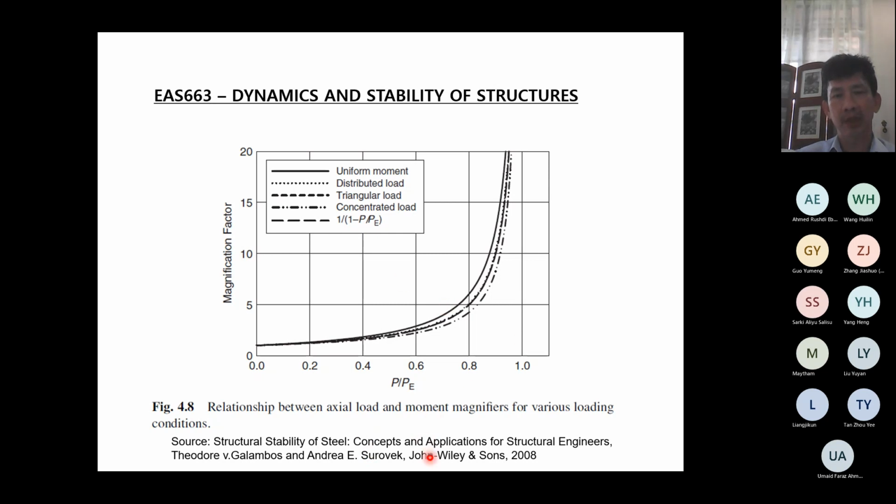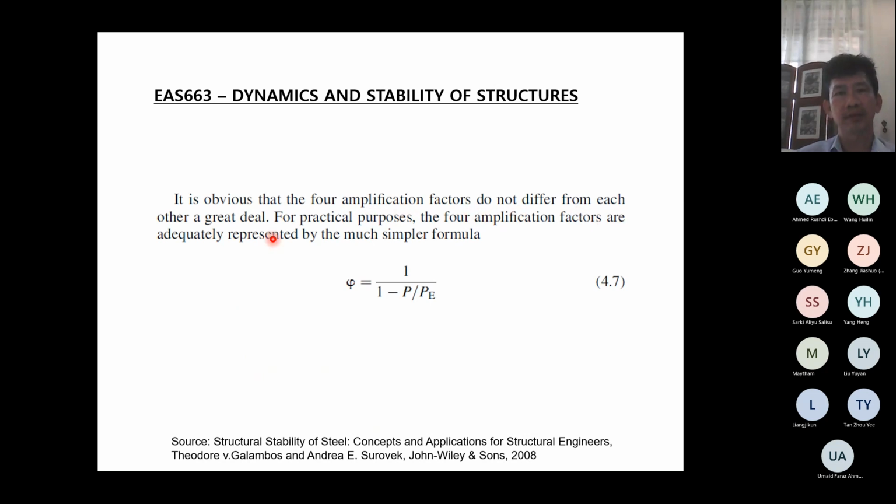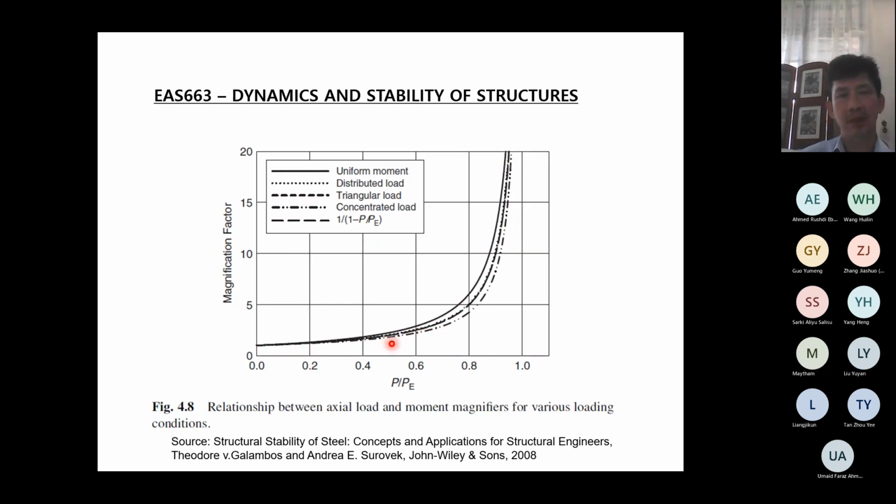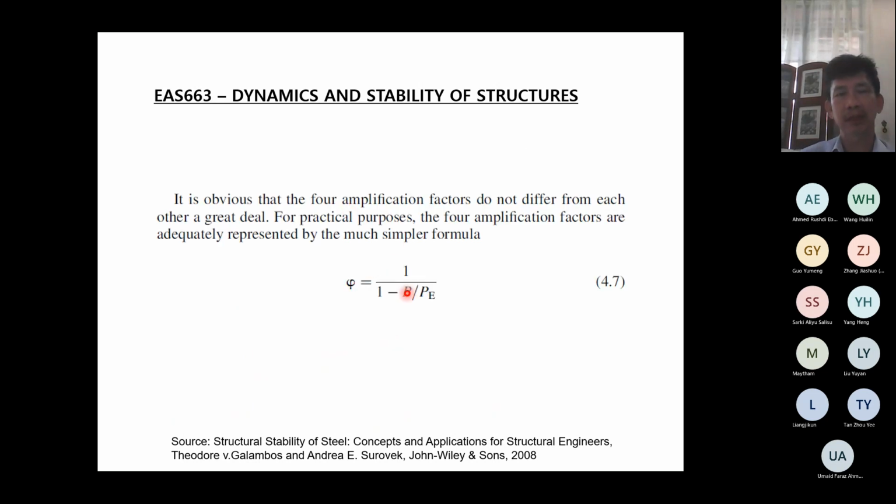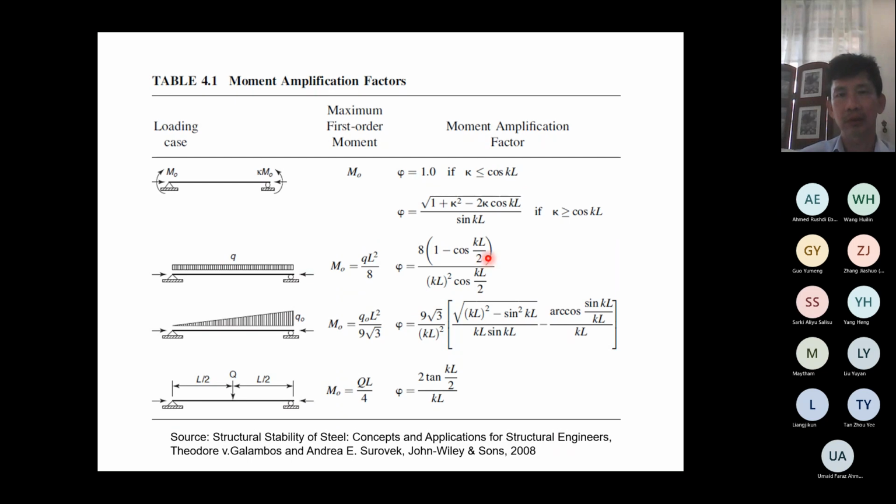So from this diagram, which is adopted from here, what the researchers want to say is that the four amplification factors do not differ from each other a great deal. So for practical purposes, the four amplification factors are adequately represented by a much simpler formula. Instead of using the four very complicated exact equations, we can simplify and represent all four of them using this single formula, 1 over 1 minus P over PE. This is what this graph is trying to show us. So for design purposes, we can use this as the amplification factor for moment, which is much simpler than these four.